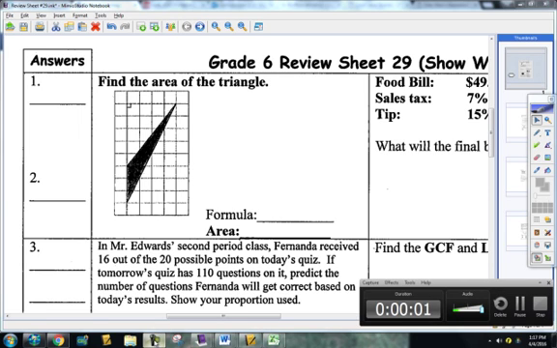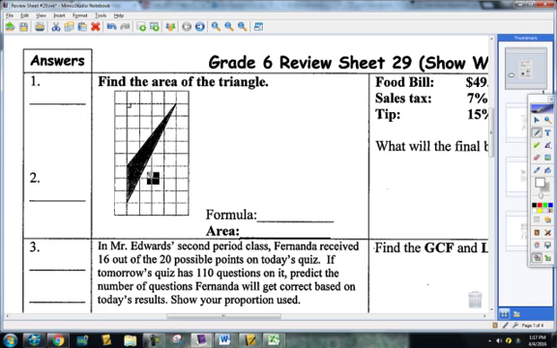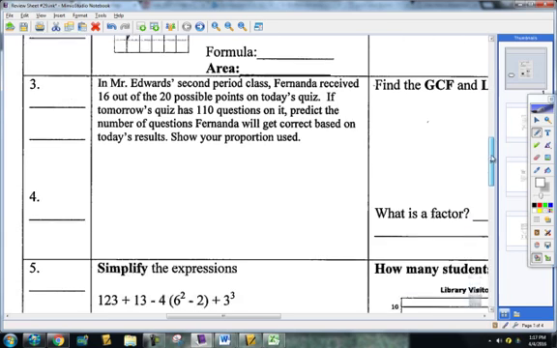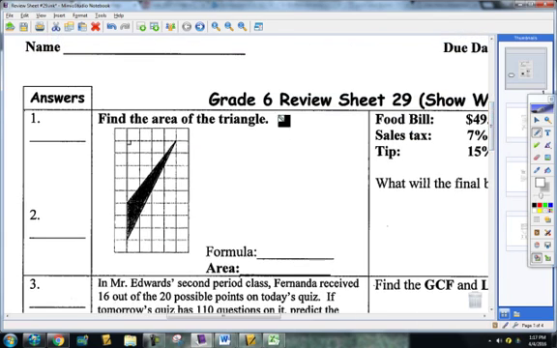Alright, this is going to be the review sheet number 29 quick video, so hopefully this will help you out. This is all pretty current stuff on here for the most part, I think. This one is specifically going to be chapter 10, Learning Target number 2.